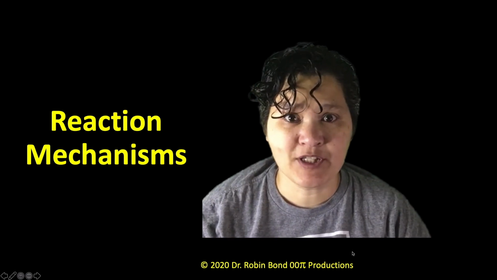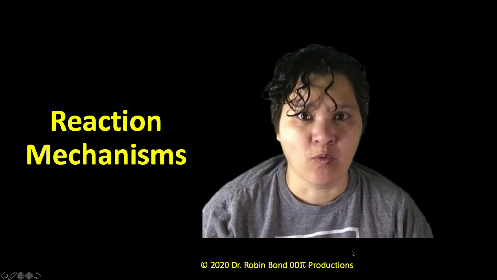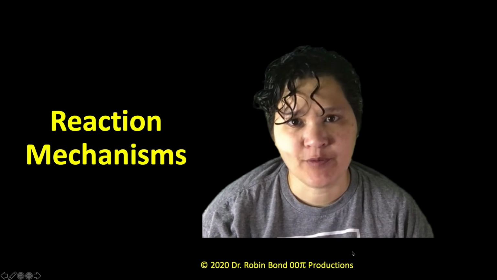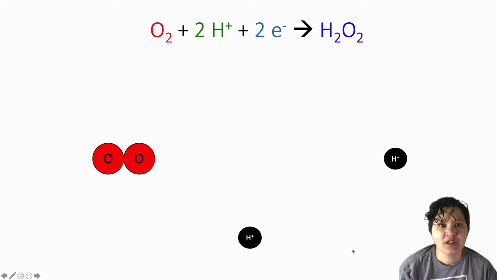Hi, today we're going to be talking about reaction mechanisms, what they are, and how we can use them to determine the rate law for a reaction. So let's think back to the collision theory of reactions, which says that the molecules must collide at the right angle and with the right speed for a reaction to occur.